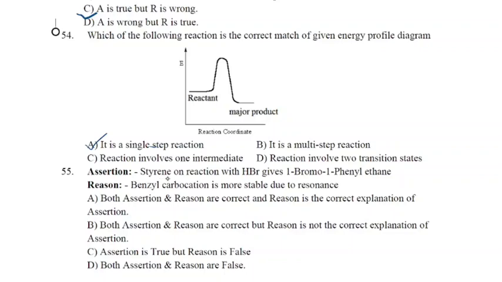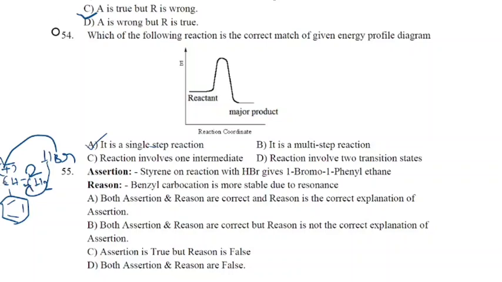The assertion is: styrene on reaction with HBr gives 1-bromo-1-phenylethane. Let us see styrene. If we consider benzene, there is a vinyl group, CH=CH2. This is styrene. And whenever HBr attacks, no doubt one of the bonds shifts towards one of the carbon atoms. Because of the movement of these pi electrons, this carbon gets a positive charge, which is stabilized by resonance, and this Br readily attacks here, and this H readily attacks here.